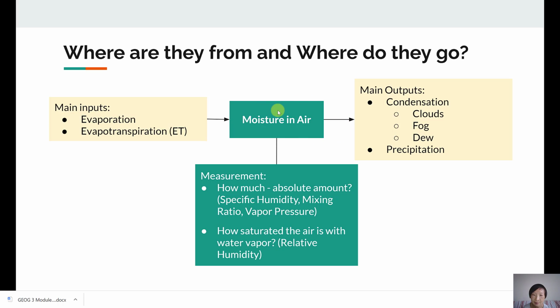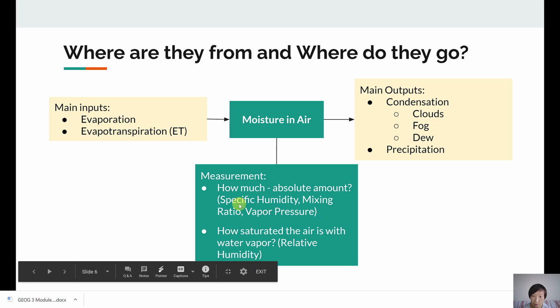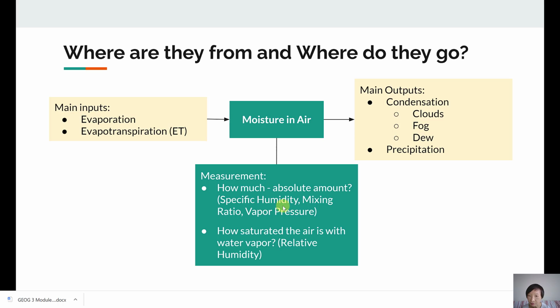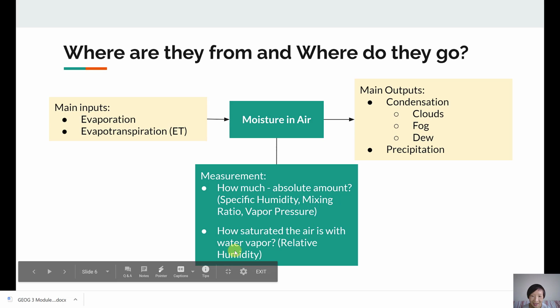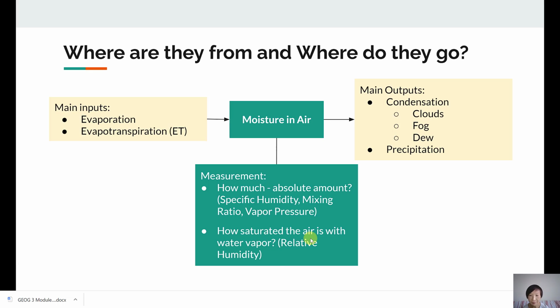And when there is water in the atmosphere, we are also going to measure that. You have two ways to measure it. One is how much, the specific amount, the absolute amount. You will have specific humidity, mixing ratio, and water pressure, vapor pressure. Read your textbook to learn how you define each, okay? And how saturated the air is with water vapor is another way to measure it.